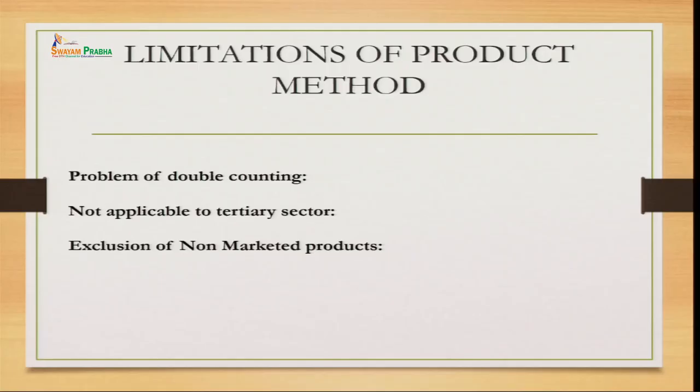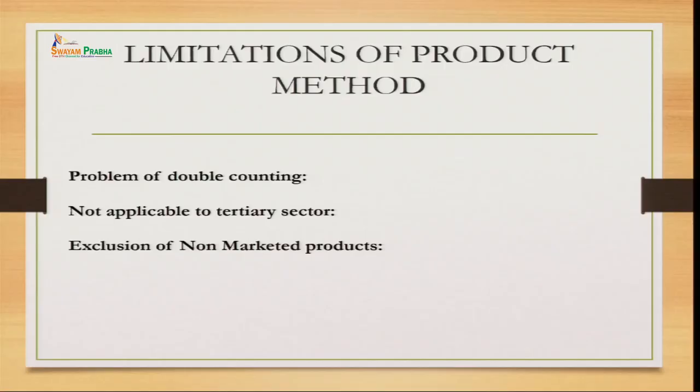Now let us look at the limitations of the product method. Here we have three problems. The first is the double counting problem. Yes, this is very much possible when we calculate national income, because we are supposed to take only the figure of final goods and services. To avoid duplication in the figure, we do not take into account the value of intermediate goods, but it becomes very difficult for people to understand which product is being used as an intermediary product and which is being used as a final product, right?